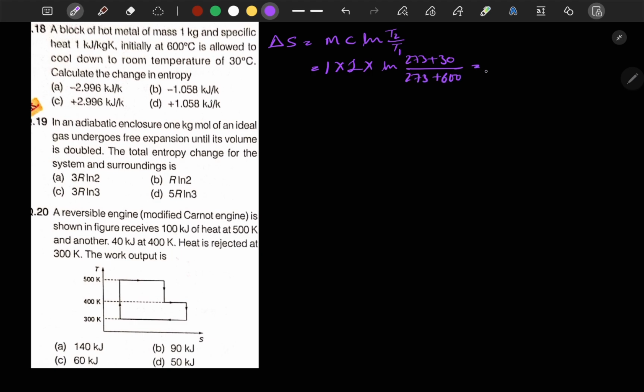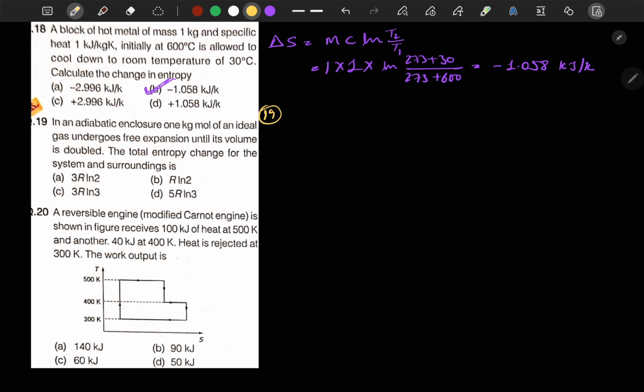Now if we solve this equation, we will get our change in entropy to be minus 1.058 kilojoule per Kelvin. So option B is correct. Moving to question number 19.